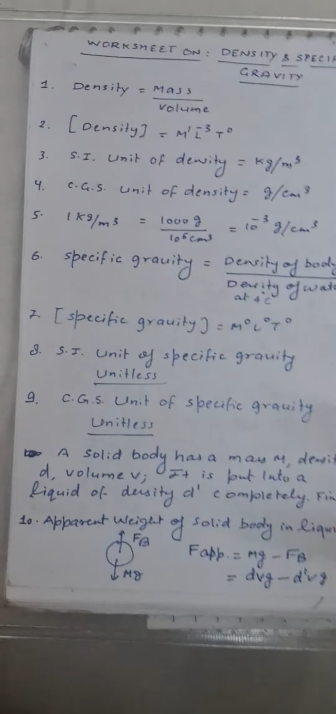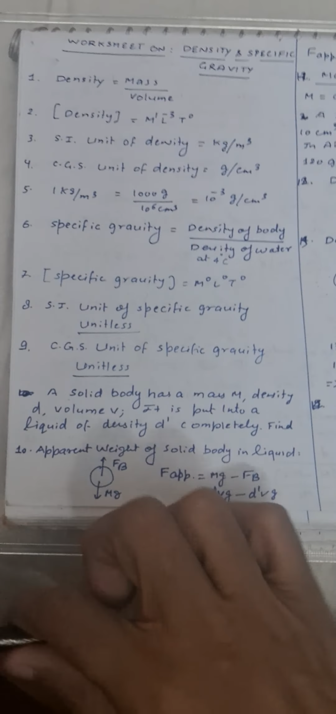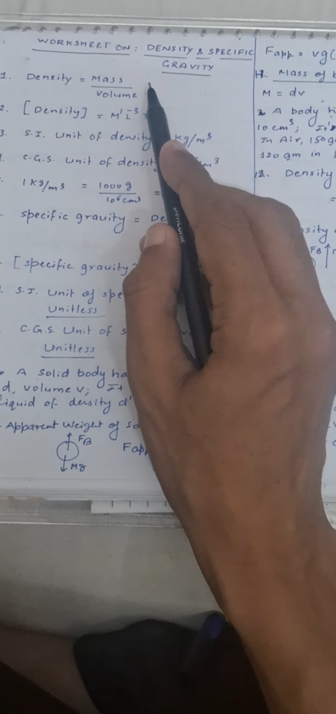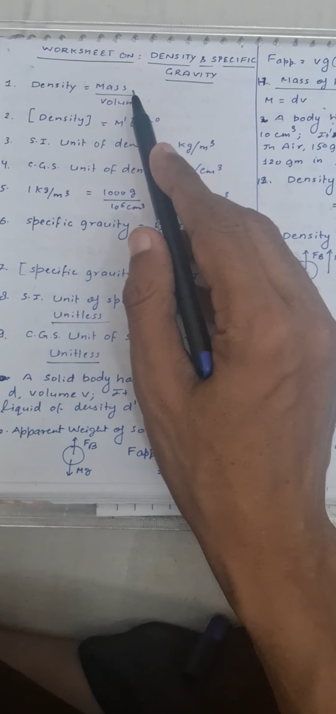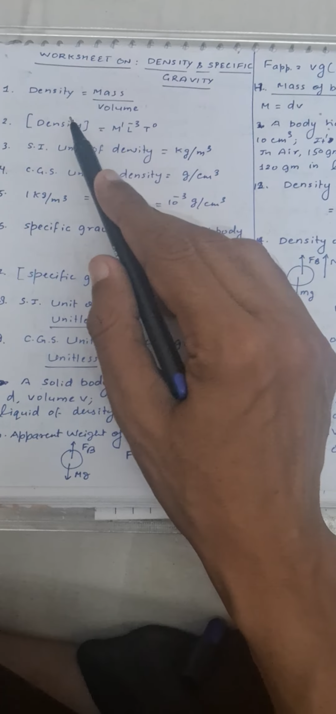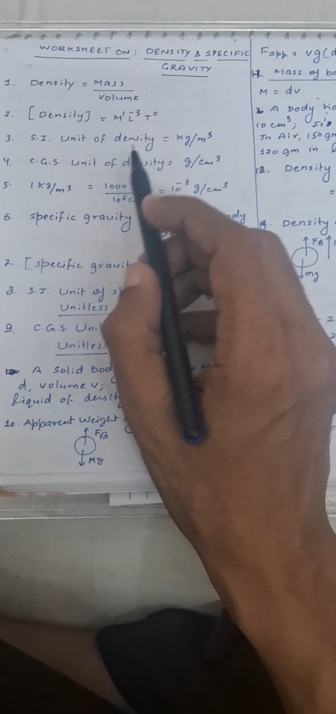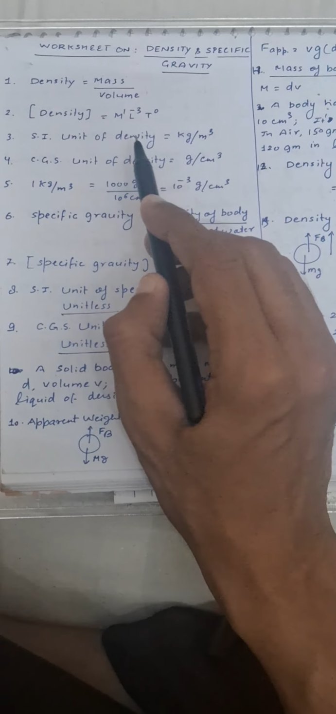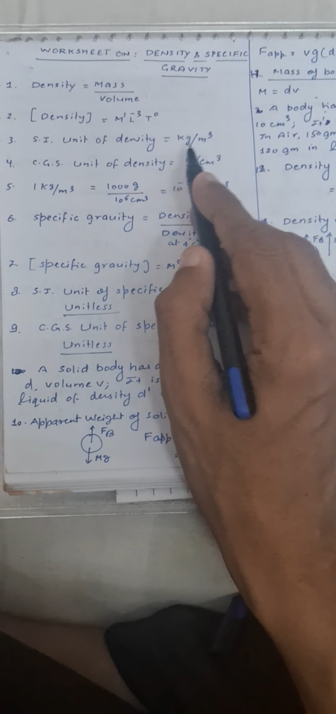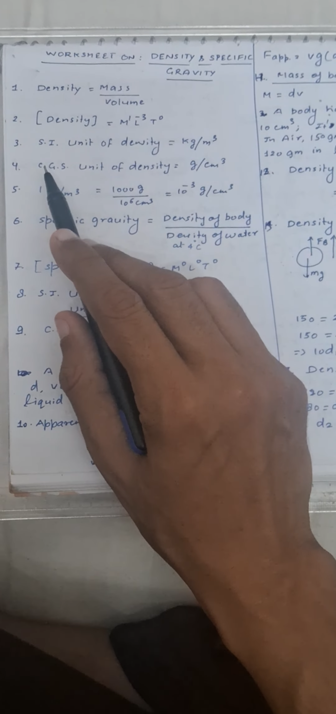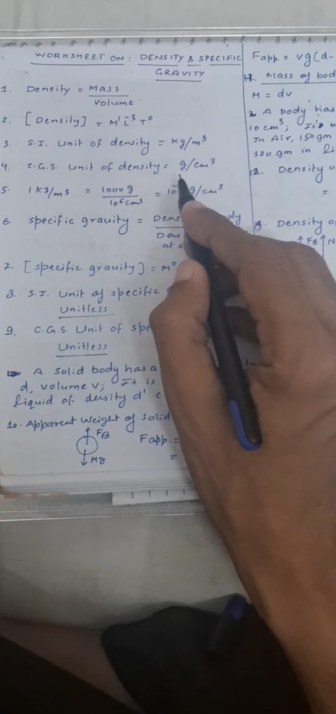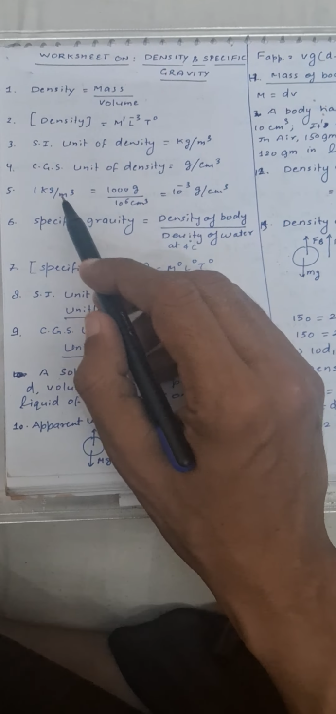So here is the work. The question is, what is density? Next is the dimension of density. It is M to the power 1, L to the power minus 3, T to the power 0. Next is the SI unit of density. It is kg per meter cube. Next is the CGS unit of density. It is gram per centimeter cube.